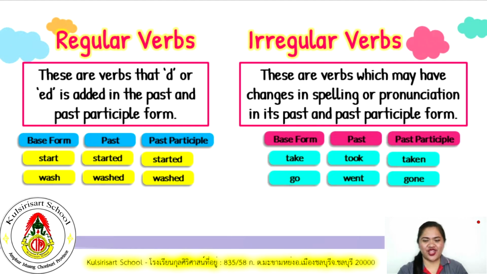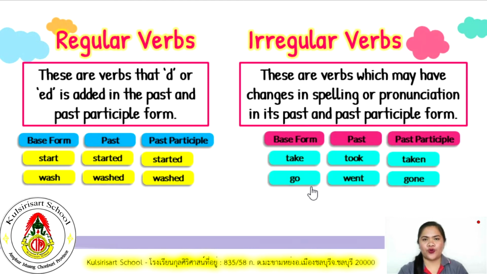How about the irregular verbs? Irregular verbs are verbs which may have changes in spelling or pronunciation in their past and past participle form. Here are examples. The word take. When you change it to its past form, it will become took. And when you change took to past participle, it will become taken. Take, took, taken.